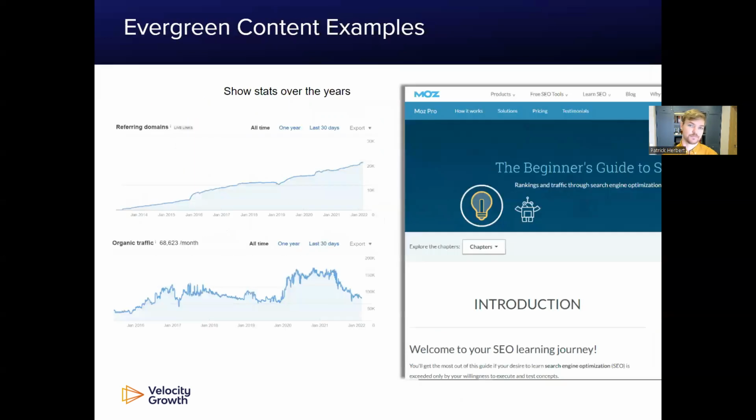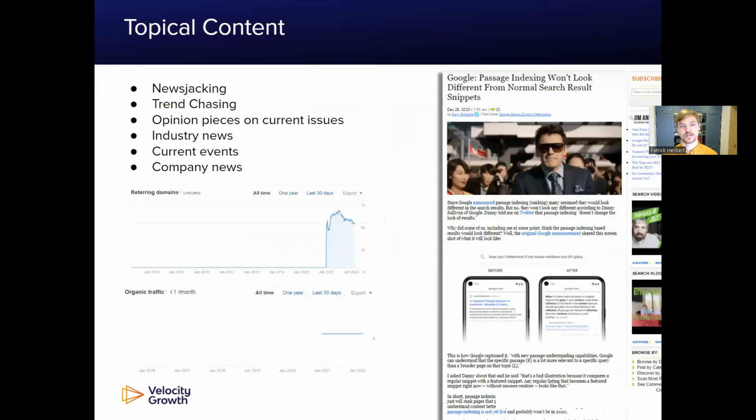And finally, evergreen, I think, is your traffic driver over time. It's the best play for you early on. Topical content is what you do once you've already got that established traffic base and you are ready to be a bit more of a thought leader, maybe moving in the space more.